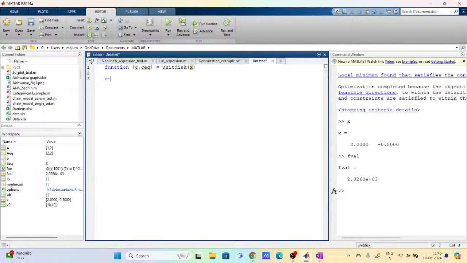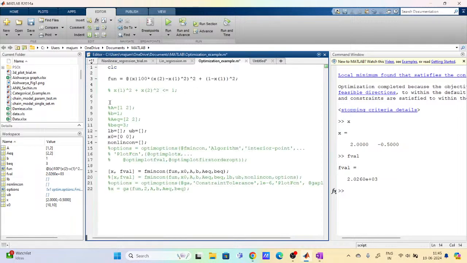C is equal to, now go to the previous one, what is the constraint? x1 square plus x2 square. This is very important. What I am saying now, listen to me very carefully, because this representation is very important here. x1 square plus x2 square less than or equal to 1. Okay, first you need to see what kind of inequality this is, less than or equal to type or greater than or equal to type. If it is less than or equal to type, don't do anything, everything is okay.